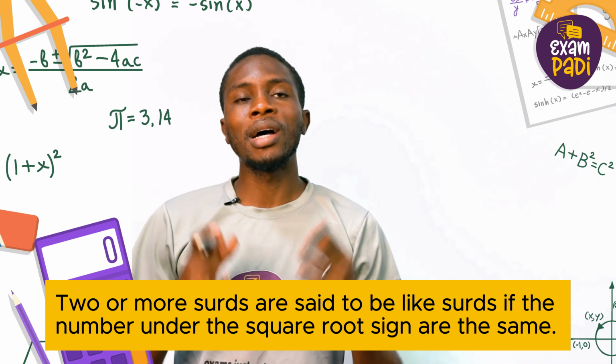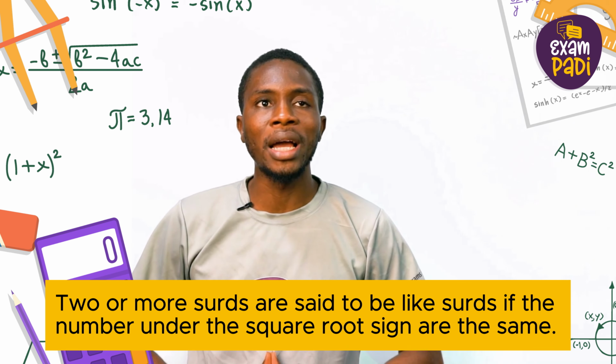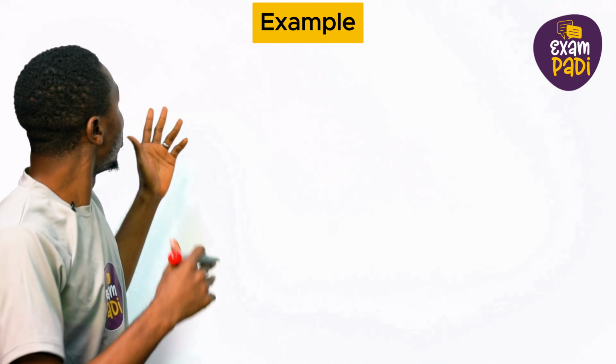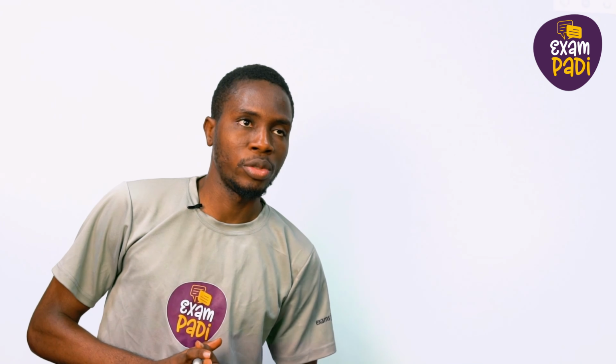Two or more surds are said to be like surds if the numbers under the square root sign are the same. For example, root 2, 3 root 7 over root 5, root 3 over 5, and so on and so forth. Let's take a look at the rules.